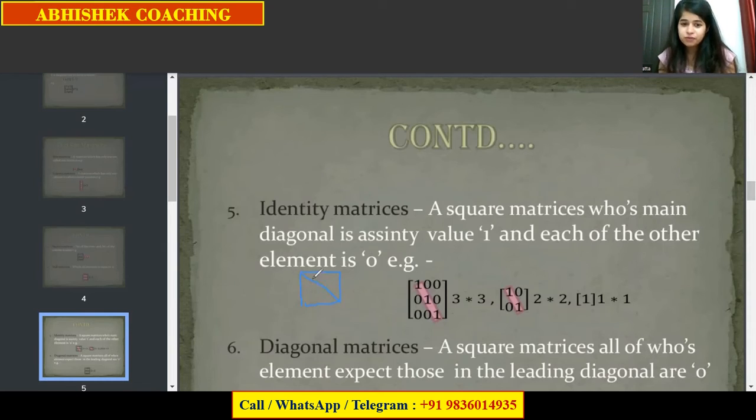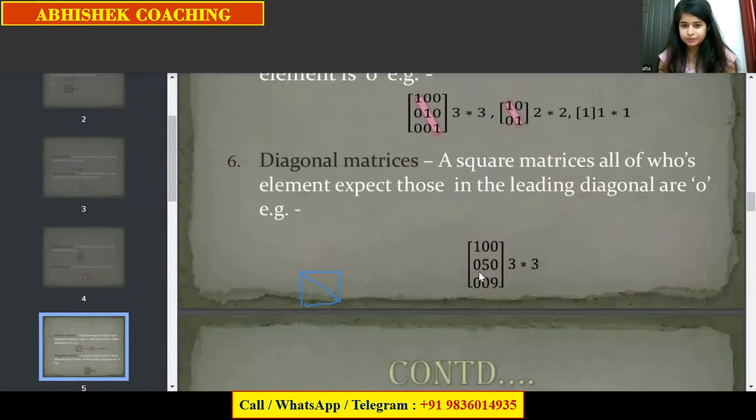So if the diagonal elements are 1 and all the other elements except the diagonal elements are 0, it is called an identity matrix. Clear with this? What is an identity matrix? All the diagonal elements in the square matrix are 1. And what is a diagonal matrix? All the elements except the diagonal are 0 and the diagonal elements have some numbers, like 4, 5, 6, 7. So it is called a diagonal matrix. Clear?